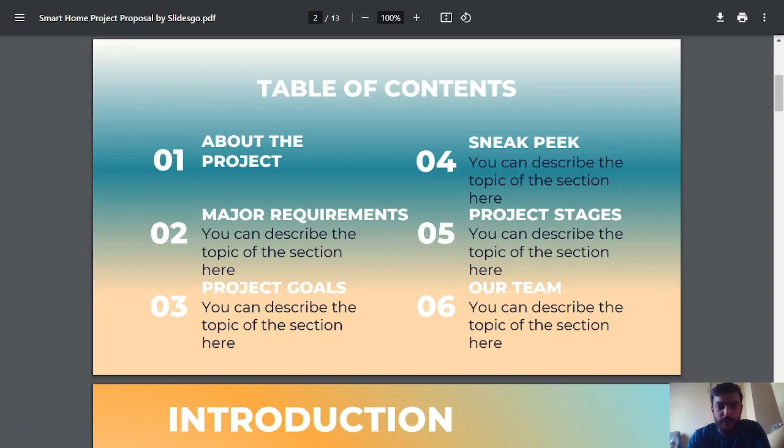So today's topic is lexical analysis. The table of contents are about the project, sneak peek, major requirements, project stages, project goals, and our team.